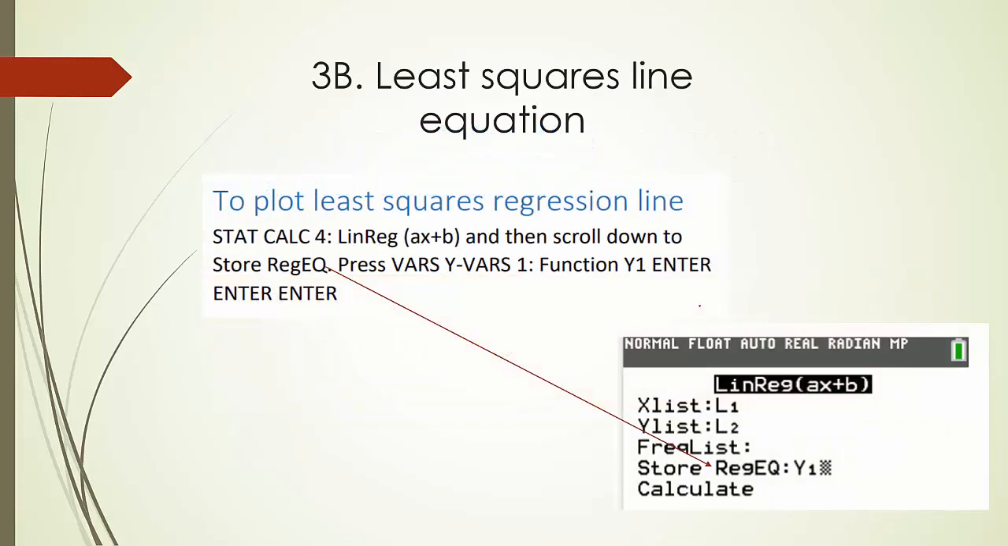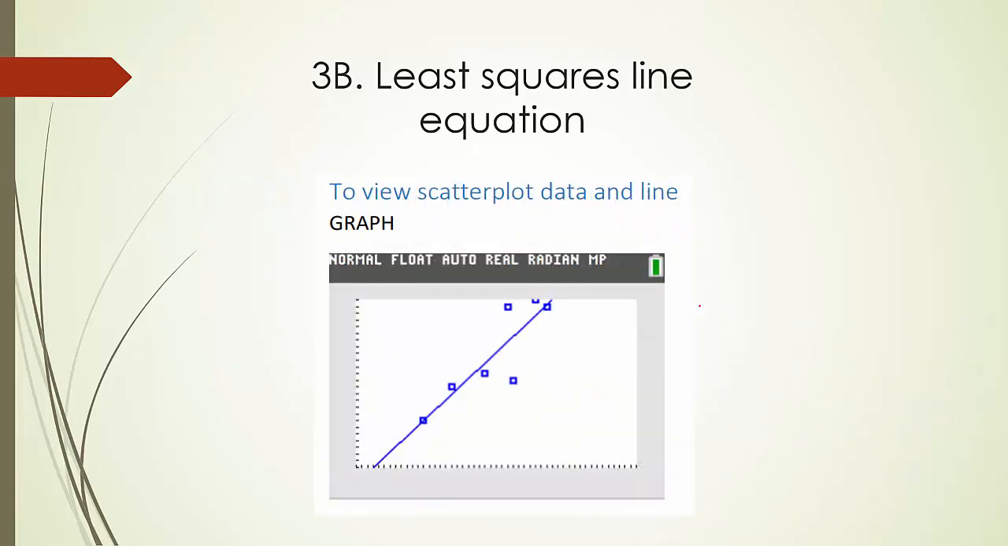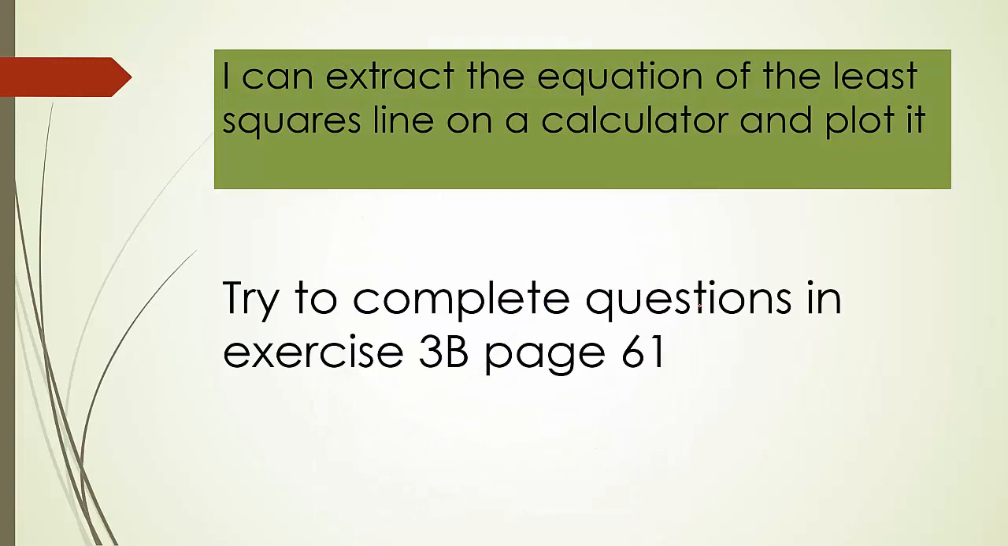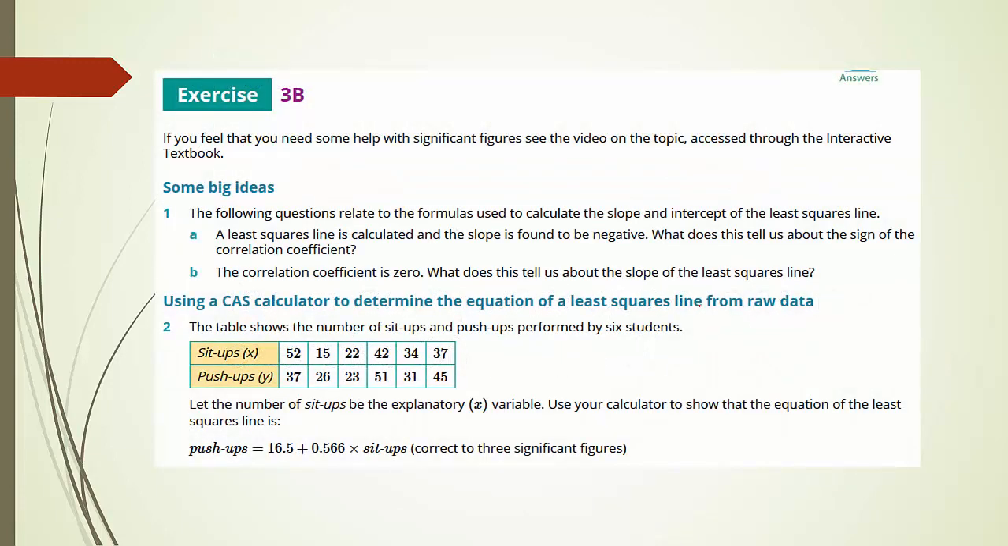So in 3b, it tells you what to do. Well, here it is again, if you want it. Stat calc 4, on reg-EQ, press vars, y vars, 1. I'll put this back up on the screen in a minute. And then it'll draw the line and also the scatter plot. But in exercise 3b, you don't actually do just that. What they want you to do is put the set of numbers, this is question 2, into your calculator and just check that you get the answer down here. So 3b is asking you to do something that you should already know how to do, is what I'm saying.